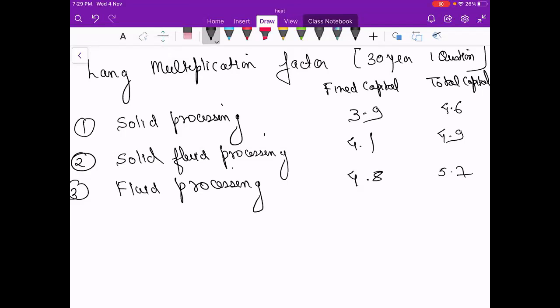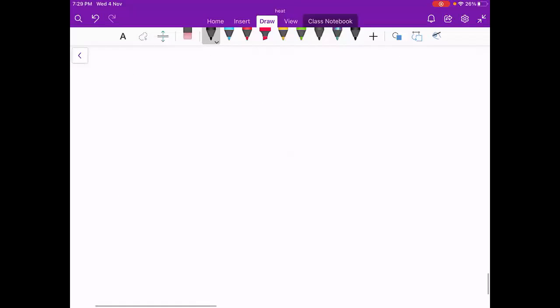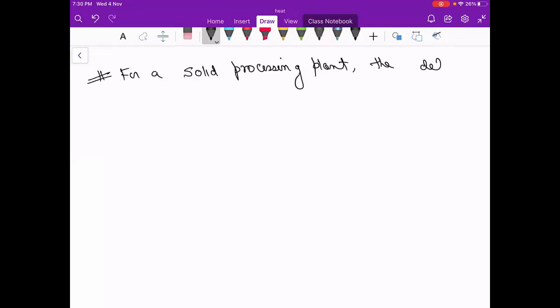Okay, so one question which they have asked in the GATE examination, I will tell you the question. So the question is like this: for a solid processing plant, the delivered equipment cost is rupees 10 lakh.